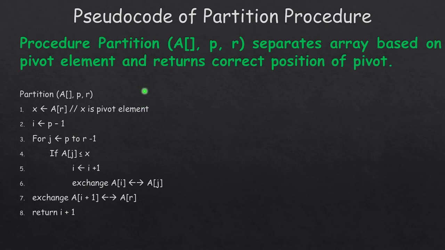Here's the pseudocode for the partition procedure. It has three parameters a, p and r, which separates the array based on the pivot element and returns the correct position of the pivot. I will try to explain the partition procedure with the help of an example.